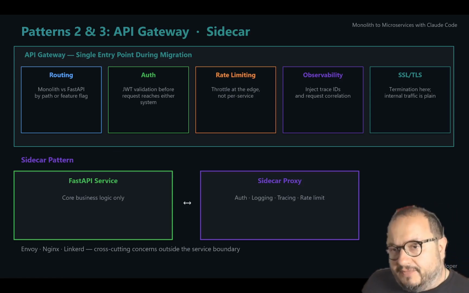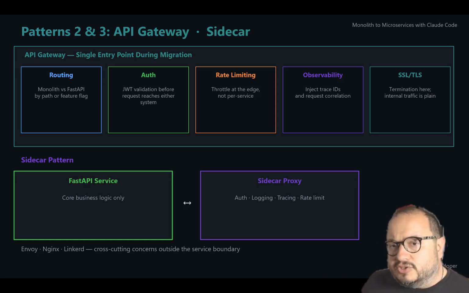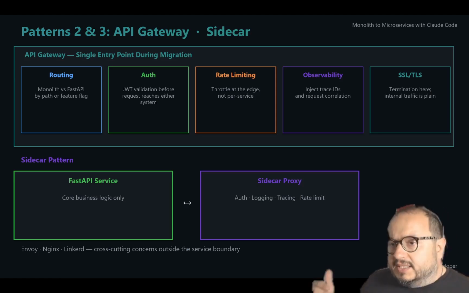2 patterns that run in parallel with the Strangler Fig. The API Gateway Facade is the routing layer that makes the Strangler Fig possible without clients knowing a migration is happening. Every request goes through the gateway. The gateway routes to the monolith for anything not yet migrated and to the FastAPI fleet for anything that is.